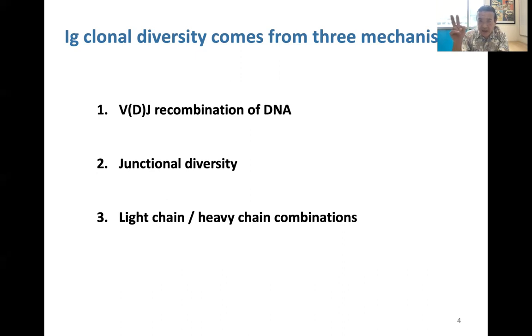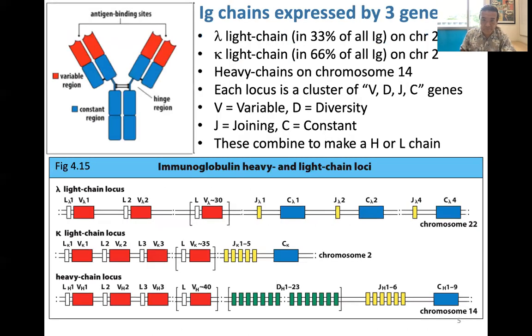The second step happens through a mechanism known as junctional diversity. And then the third step just has to do with combining light chains that you make with different heavy chains that you make to get different variations of the finished Y-shaped molecule. So let's start in with this VDJ recombination, because this probably is the most tricky part of understanding it. So the immunoglobulin peptide chains, these proteins, are expressed by 3 different gene loci, or 3 different gene regions on different chromosomes in our body.